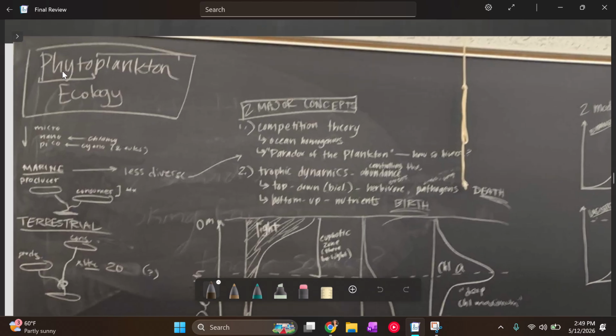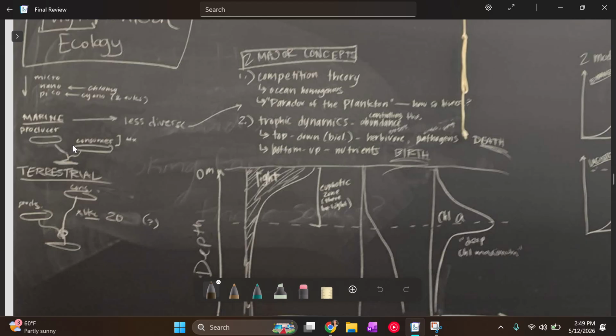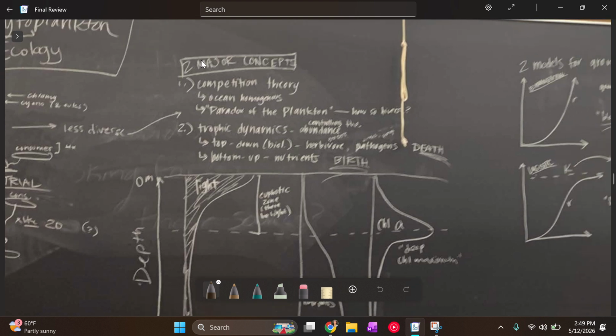Ecology. Phyto, meaning plant. Plankton, meaning what? Floating thing? Ocean thing? I don't remember. That's not a quiz question. There's great diversity. How important do we think the consumer-producer ratio is? I don't know. But this is definitely important. The two major concepts, the competition theory and trophic dynamics. So these are the two major concepts of phytoplankton ecology.